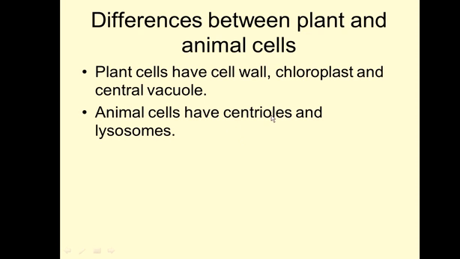Now animal cells have centrioles in the centrosome region, but plants don't. Plant cells have a centrosome region, but they don't have these centrioles. Animal cells have these centrioles, and animal cells also have lysosomes. Lysosomes, if you remember, are the garbage disposal system, and plant cells don't have them.